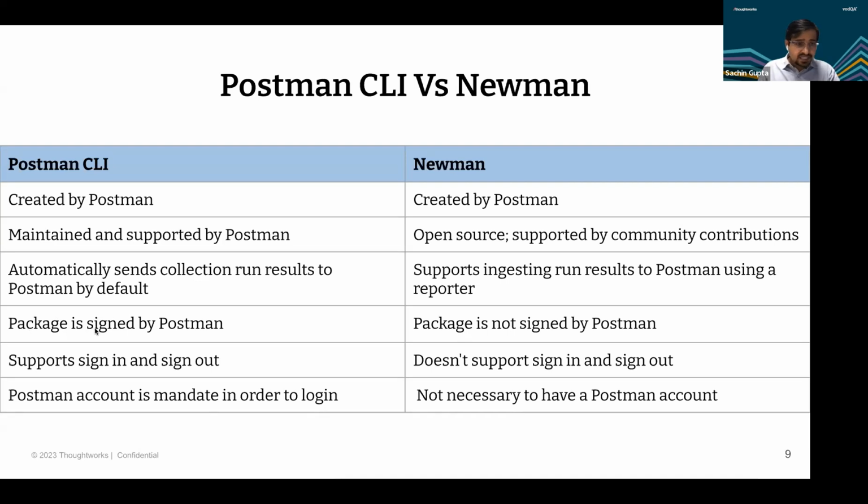Postman CLI is signed by Postman, and Newman is not signed by Postman, so Postman CLI is more secure. Postman CLI supports sign in and sign out; if you don't sign in, you can't execute. There is no such security in Newman. A Postman account is mandatory in Postman CLI. If you don't want to create one, then Newman is good. Without creating an account, you can execute test cases in Newman.